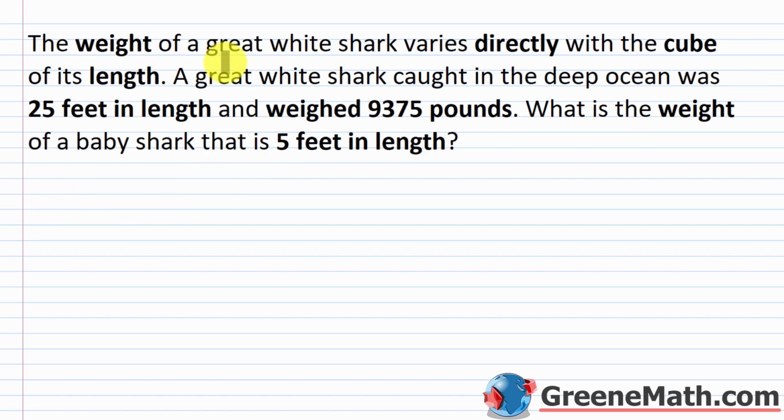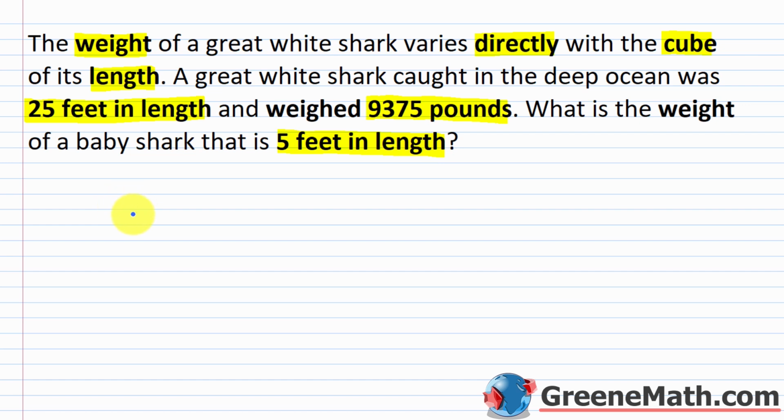So we have that the weight of a great white shark varies directly with the cube, so that means we're raising to the third power of its length. So we have weight here varies directly with the cube of its length. So a great white shark caught in the deep ocean was 25 feet in length and weighed 9,375 pounds. What is the weight of a baby shark that is 5 feet in length?